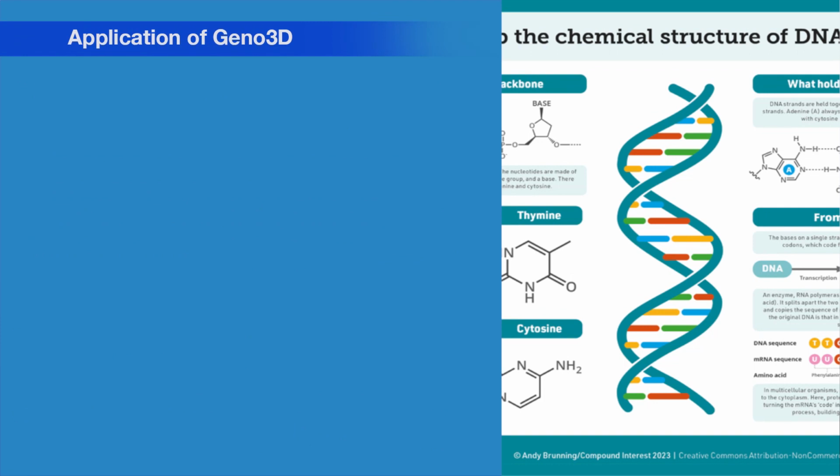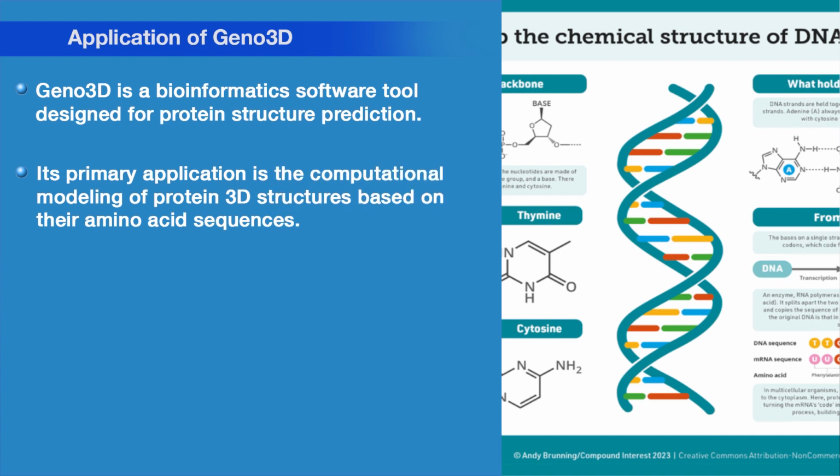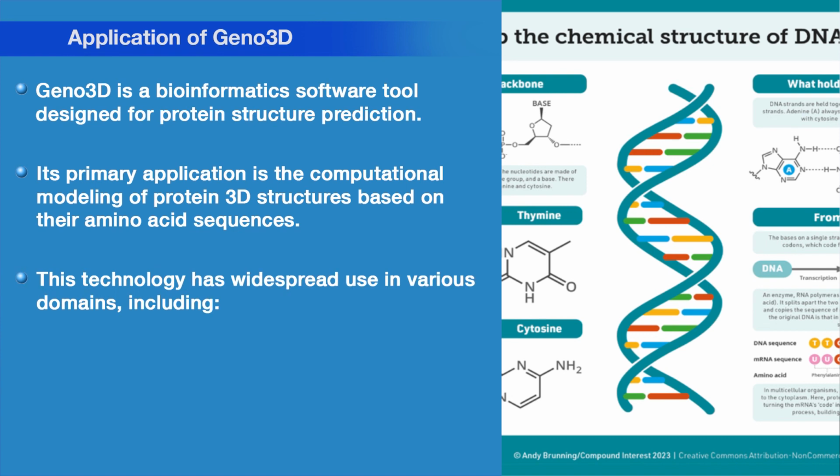Application of Geno3D. Geno3D is a bioinformatics software tool designed for protein structure prediction. Its primary application is the computational modeling of proteins' 3D structures based on their amino acid sequences. This technology has widespread use in various domains, including, let us refer to a few of them.